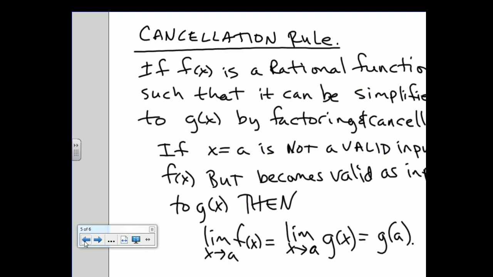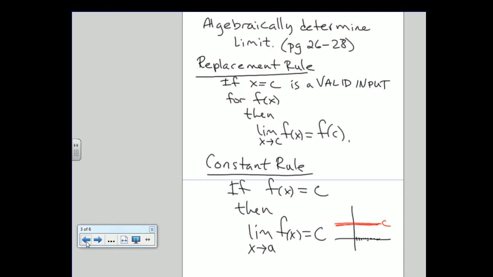All right, so this is a whole bunch of rules here. Let's take a look at them again. We've got the replacement rule here. We've got the constant rule here.